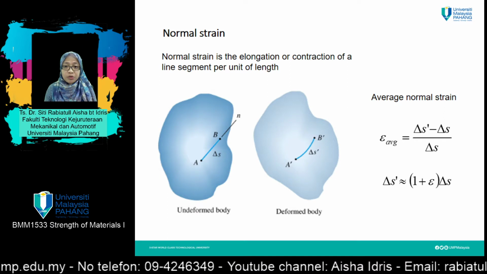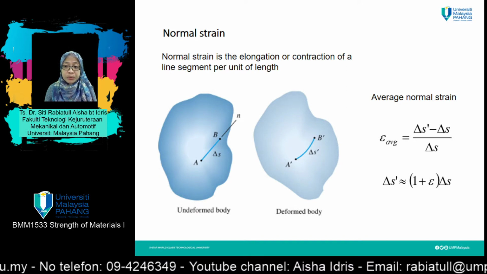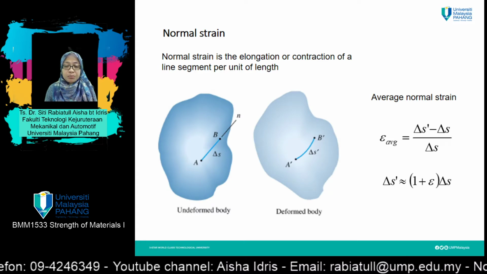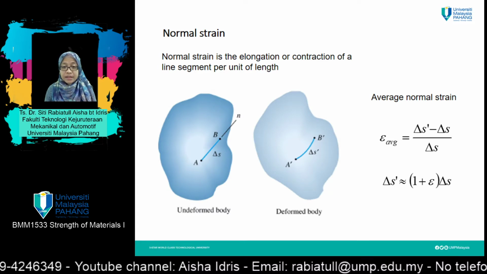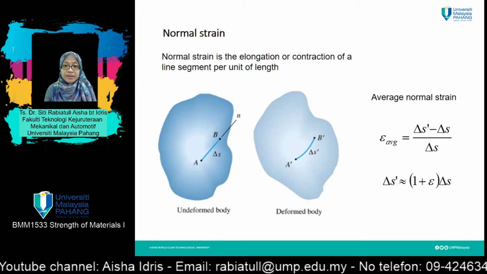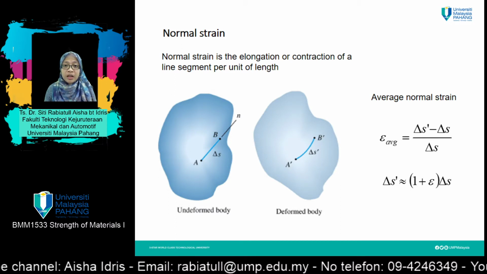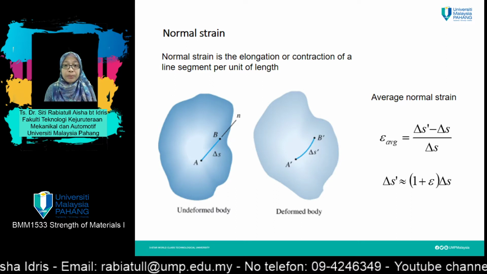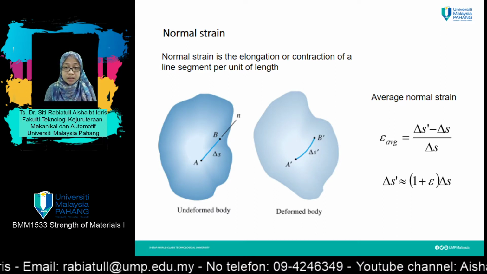And this is the formula for normal strain. Epsilon equals delta S prime minus delta S, divided by delta S. Delta S prime represents the length after the deformation, and delta S represents the original length.